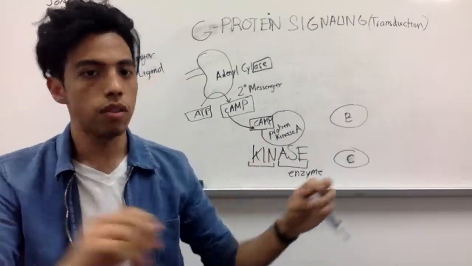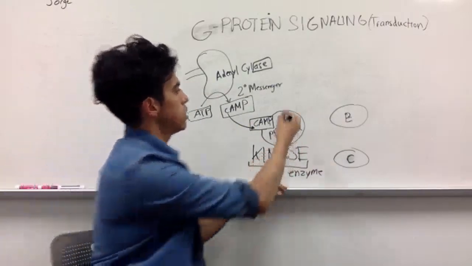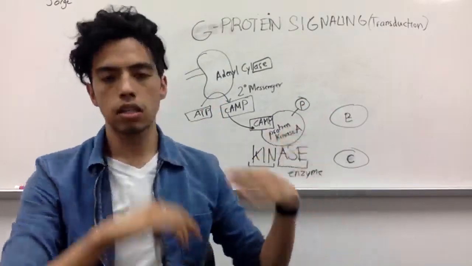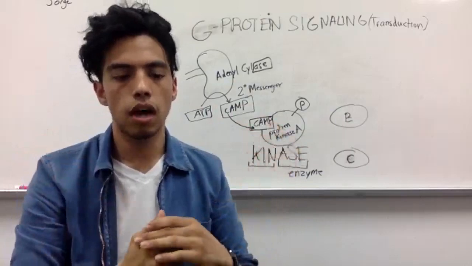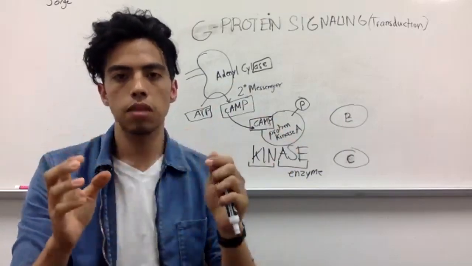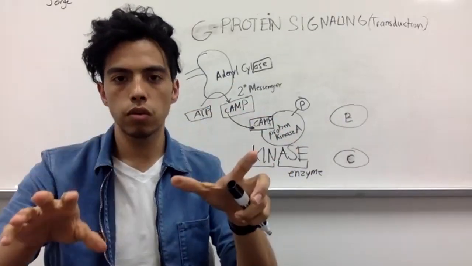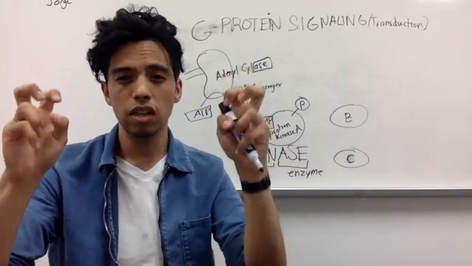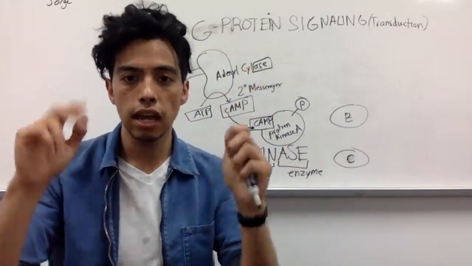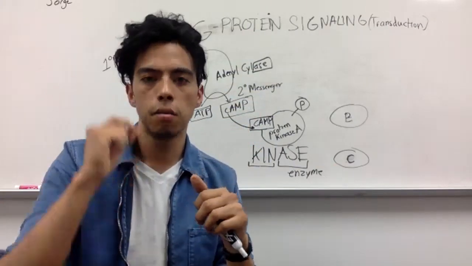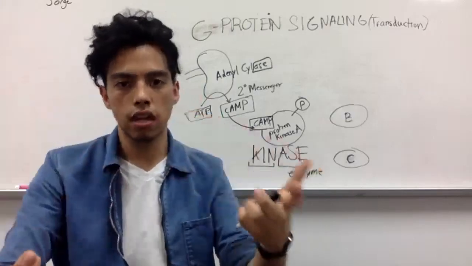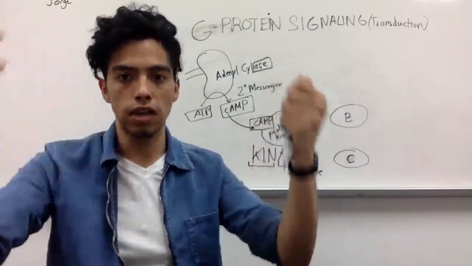How does it do that? Well, in this case, what you don't see is that once this binds to here, it's going to give it a phosphate group. And so kinase is an enzyme that gives out phosphate groups to give kinetic energy to other molecules, therefore activating them. If I give you a phosphate and then you start moving around, well, you have kinetic energy, and so you're activated.